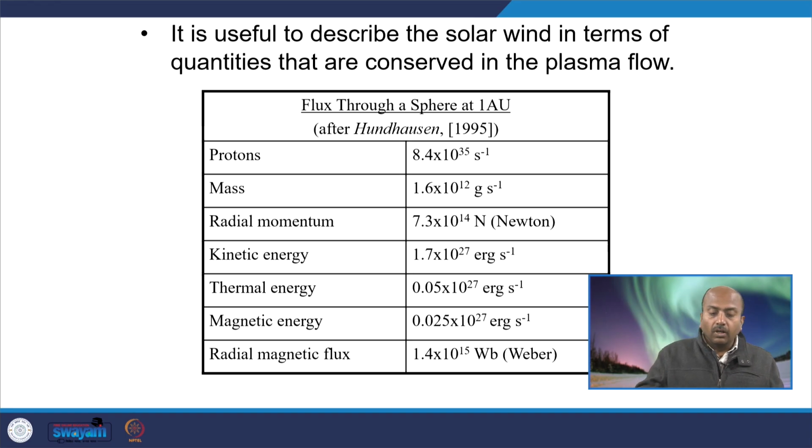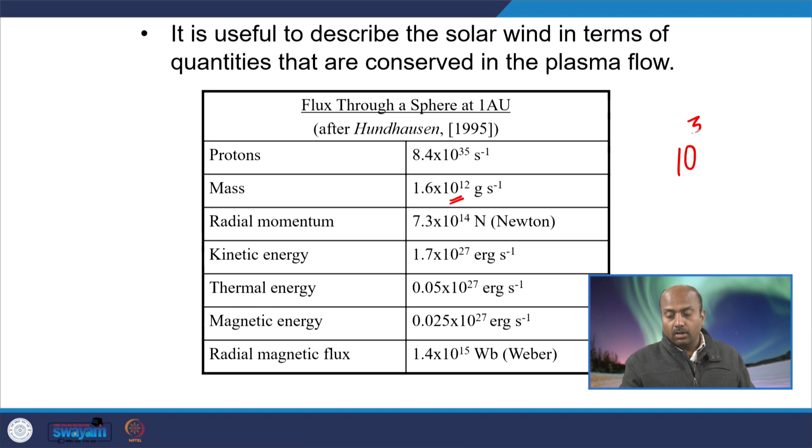Okay, so the number of protons is 8.4 × 10^35 per second. Every second this many protons are going away. The total mass being carried away is 10^12 grams per second. So you put this in comparison to 10^30 kg, which is the solar mass.